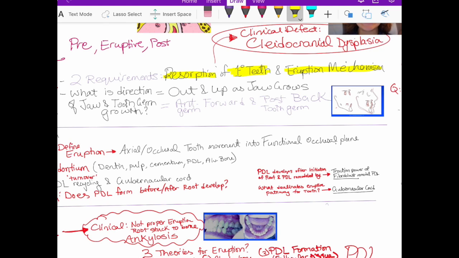What is the direction of the jaw and the tooth germ as they grow? The tooth germ grows out and up as the jaw grows in size. So the anterior germ is going forward, and the posterior germ is going backwards.